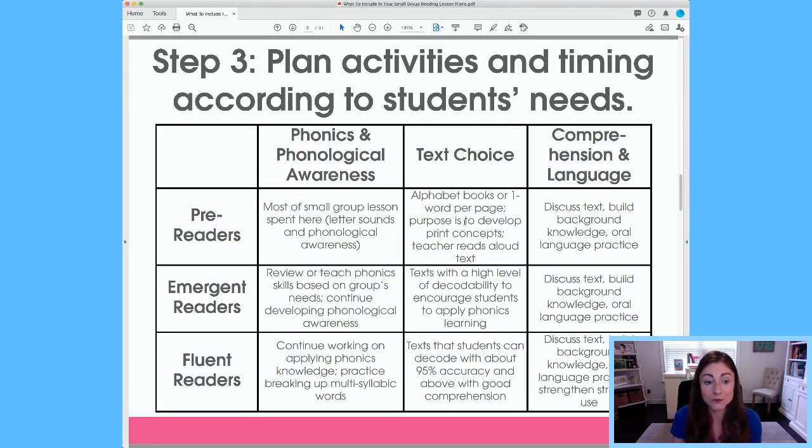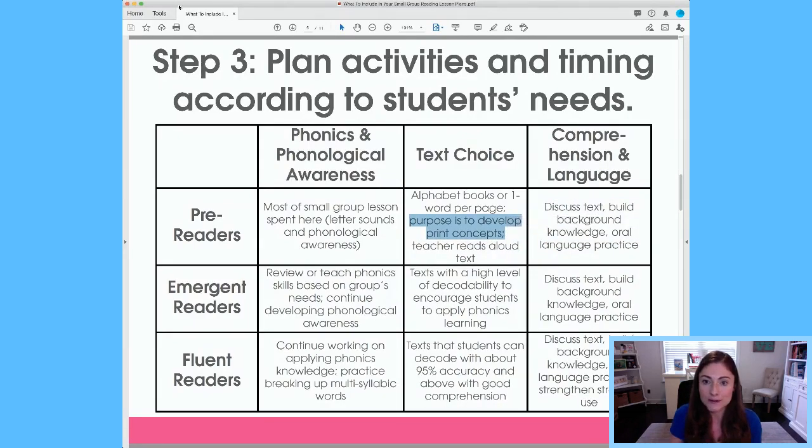Now, that doesn't mean that I don't use books with them. And again, we're just talking about small group. We're doing lots of great read alouds, but that's happening outside of small group, typically. So with these kiddos, I may use an alphabet book or a one-word-per-page book, and I'll show you an example of that. But the purpose here is not for them to be decoding, because they actually cannot decode yet. When I'm using books with them, it provides opportunities for comprehension and language work, but we're really developing print concepts.